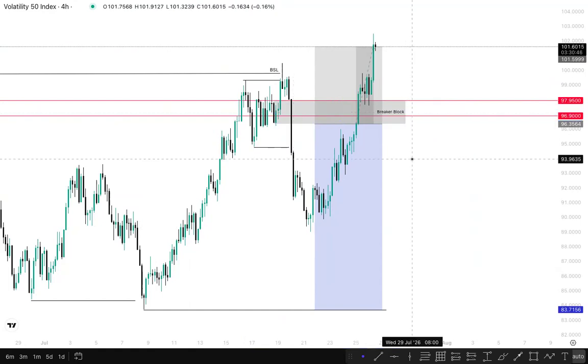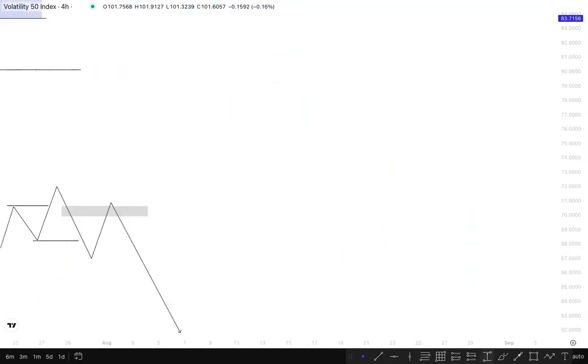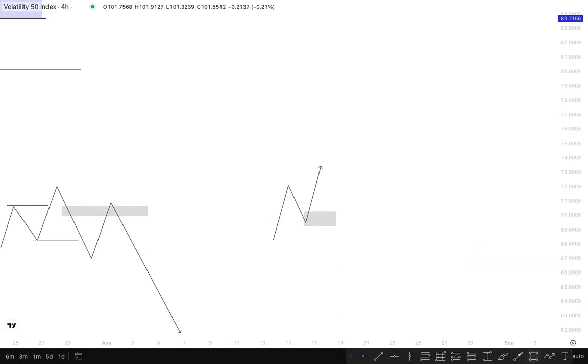Now, if you're wondering what is a breaker block, a breaker block is a failed order block. So let's say we have higher high, higher low, higher high, and our order block is meant to be here. So price came to it. Instead of respecting this order block to continue pushing up, price broke it. So this is our breaker block. A breaker block is a failed order block.